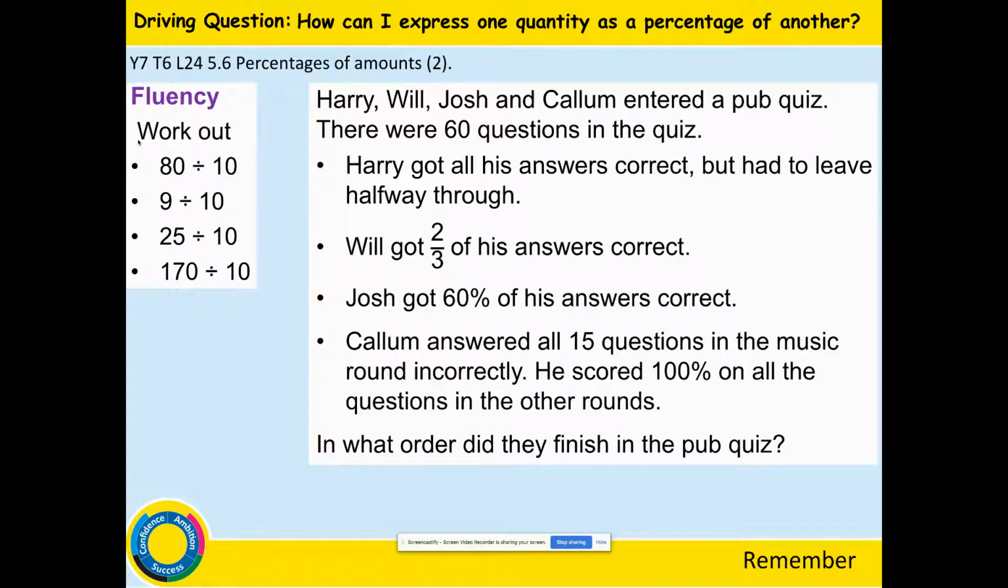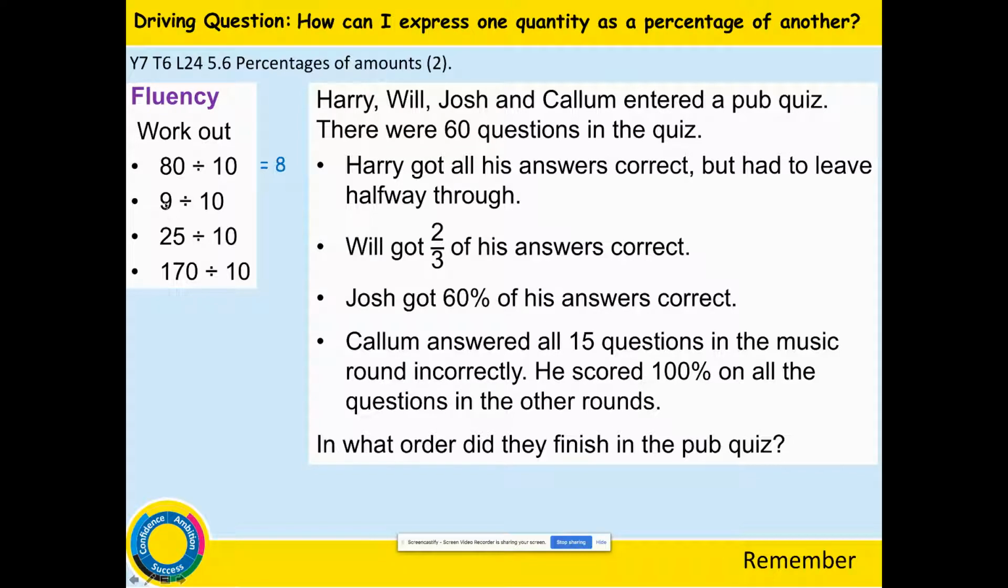Okay, the fluency. Work out 80 divided by 10. If you remember, we're dividing, so we're moving the digits one place over to the right. So the 8 will move over here, and that 1 will drop off the other side of the decimal.